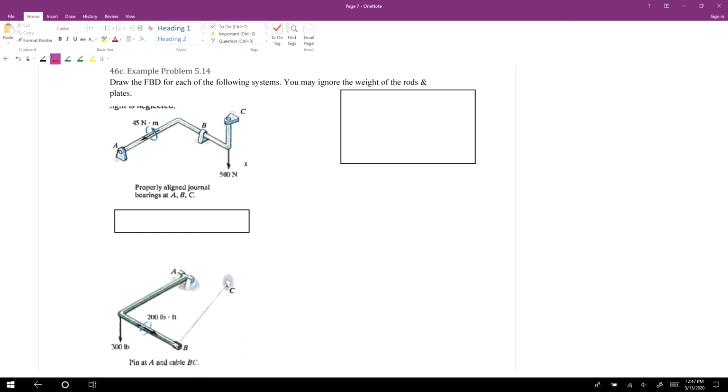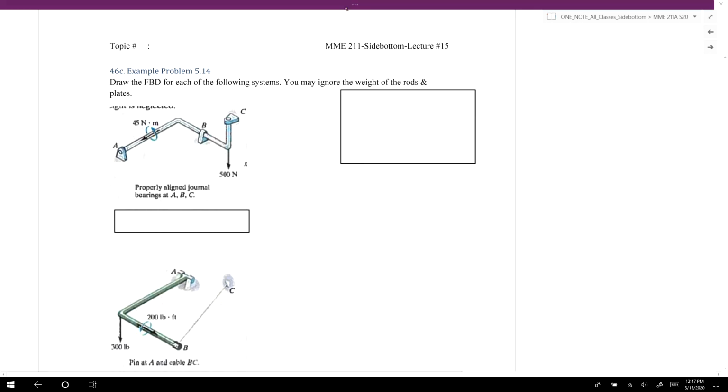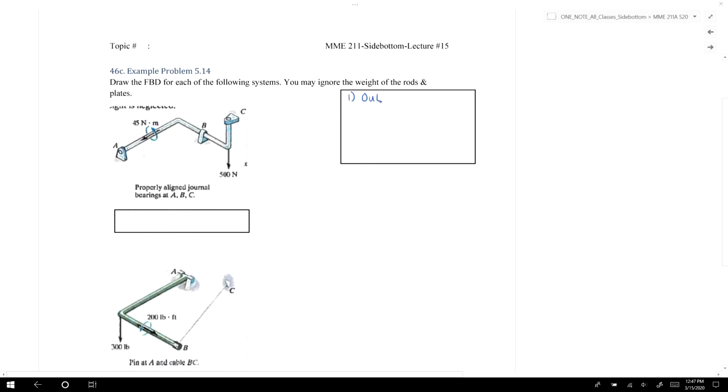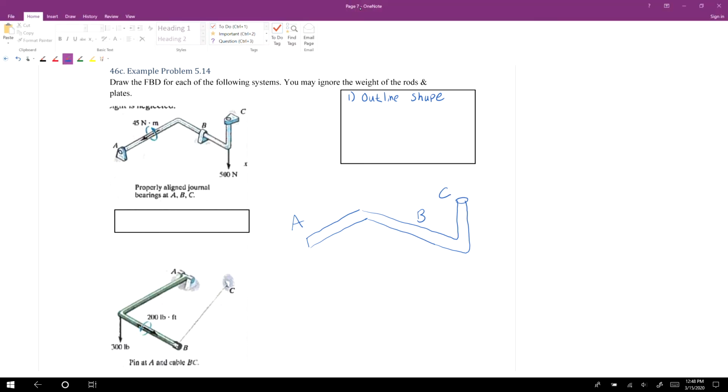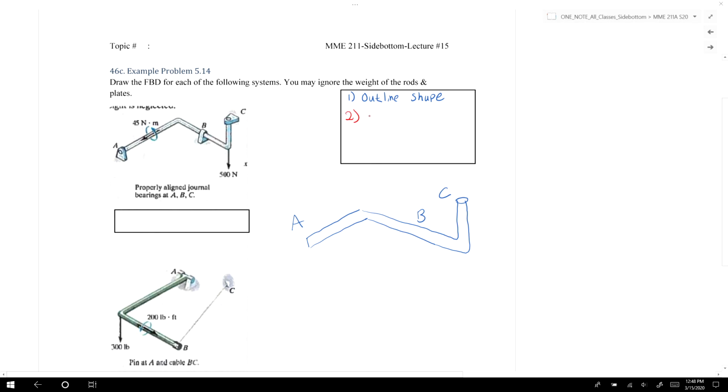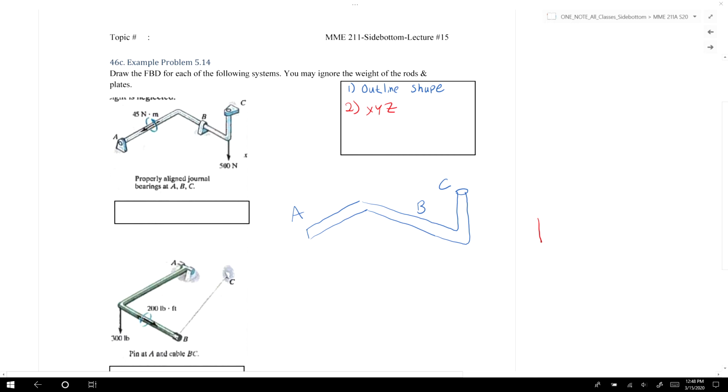The first step is that you should outline the shape of the rigid body. If we outline the shape, what we'll end up getting for this rigid body is, and you don't have to make these too complicated, just draw the general shape of the body. Here I'll include the points A, B, and C. Then the second part of the problem asks you to define the XYZ coordinate system.